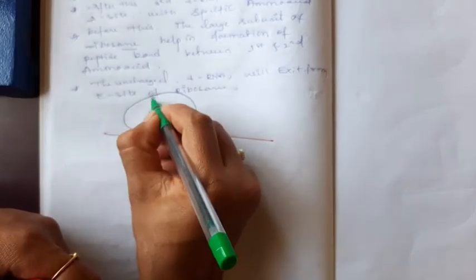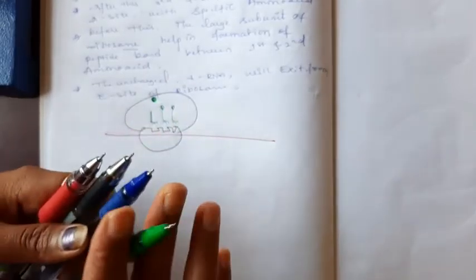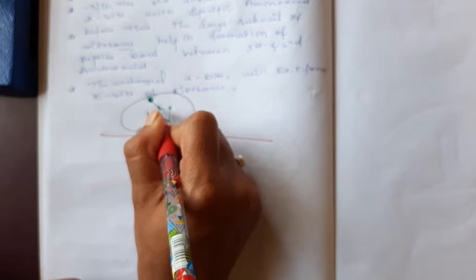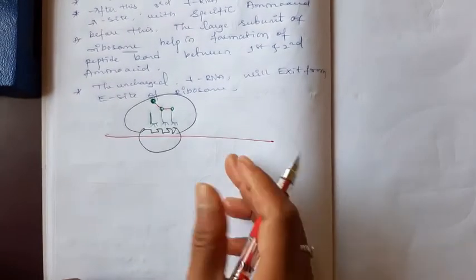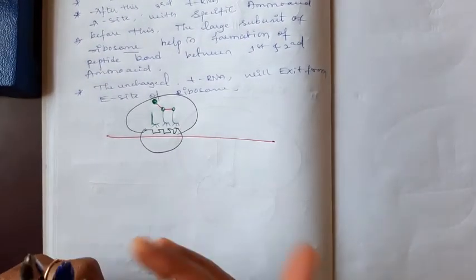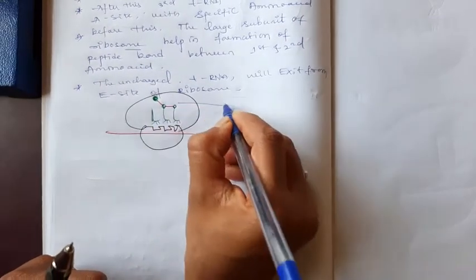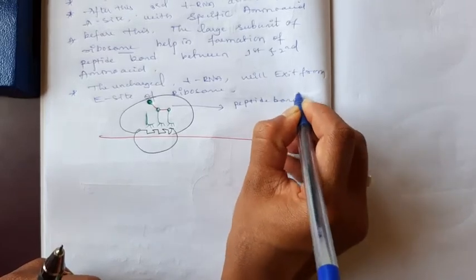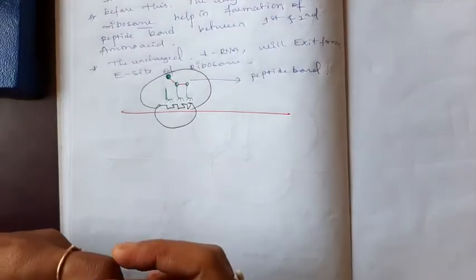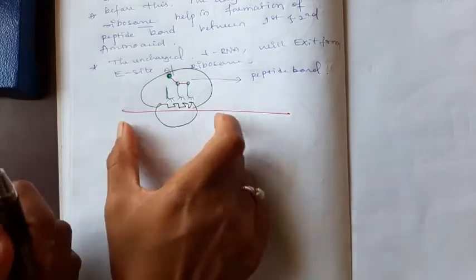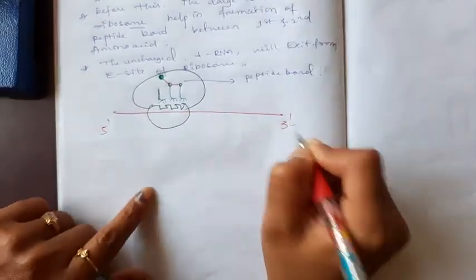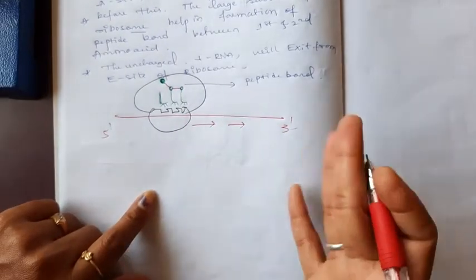Already the first tRNA, first amino acid, forms the bond with the second amino acid. The second amino acid will form a bond with the third amino acid. Okay, this is considered a peptide bond. After formation of the peptide bond, the shifting of the ribosome continues, the flipping or shifting towards the right side.